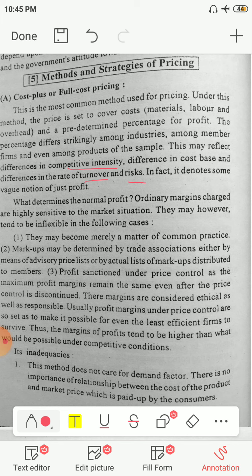Higher the risk, higher will be the profit margin. Lower the risk, lower will be the profit margin. You know very well the relation between risk and return. Higher the risk, higher the return. Lower the risk, lower the return. Take the example of FD. In a bank FD, there is a surety, safety of return, and that is why the return is less.